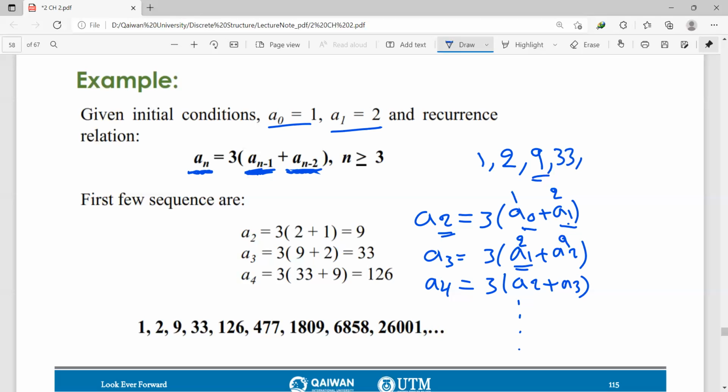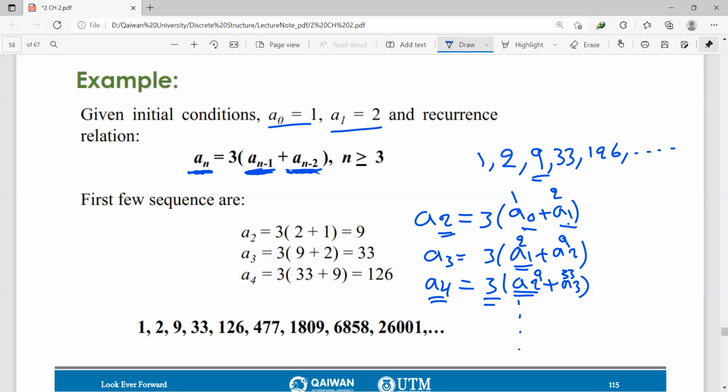And then, for A4, we say it depends on A2 and A3. A2 is 9. A3 is 33. 9 plus 33 is 42. 42 times 3 is 126, sorry.